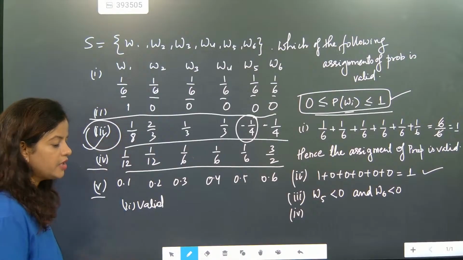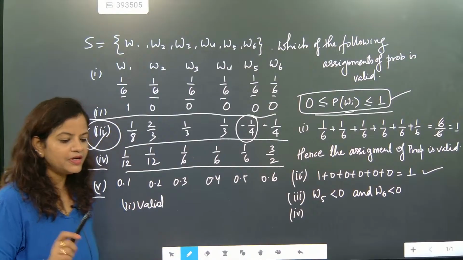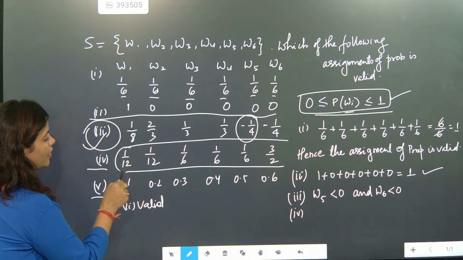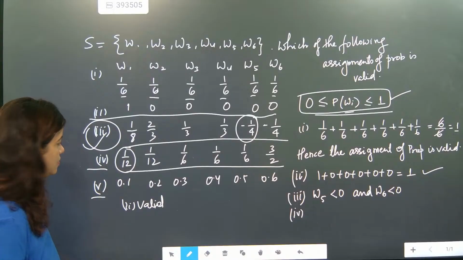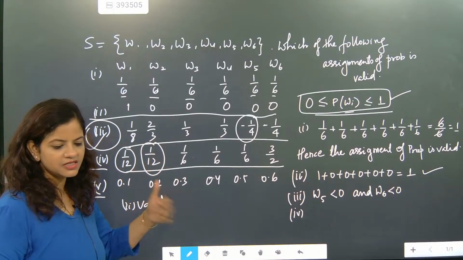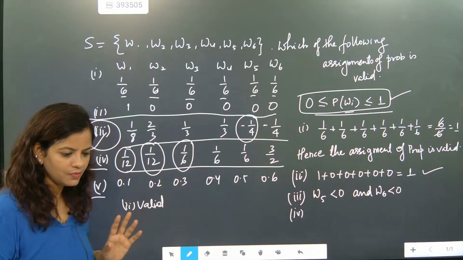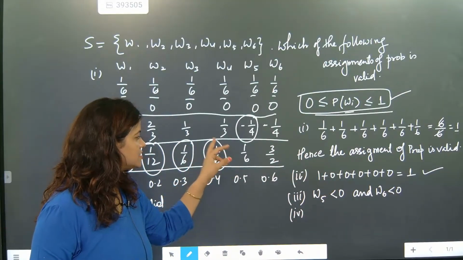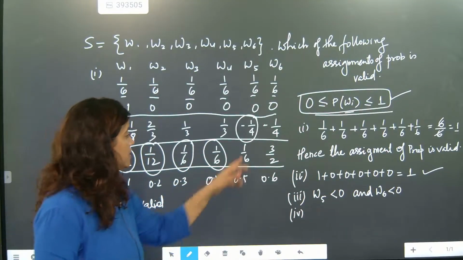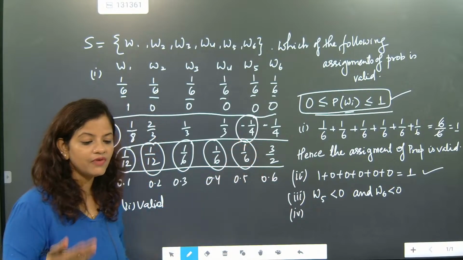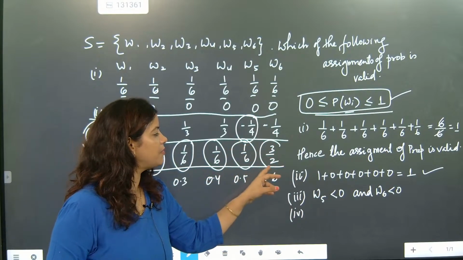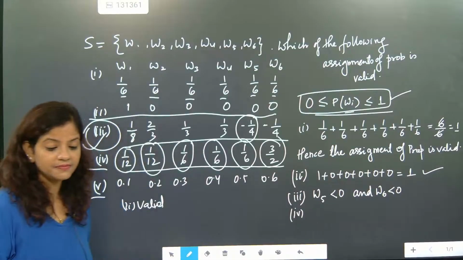Valid? Okay. Sujata told it is valid. But first we have to check individually. 1 by 12 is not less than 0, valid. 1 by 12, valid. 1 by 6, valid. 1 by 6 also is not less than 0, valid. 1 by 6, valid. Now 3 by 2. Is it valid?